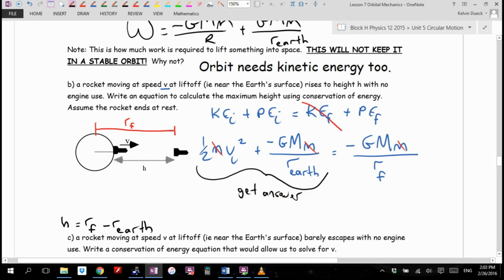Get the answer for that. That looks terrible. I would get an answer for this. That equals negative big G big M over R final. And once you have an answer for that big mess, you now have one fraction equals one fraction. Stuff moves diagonally. I would solve it that way. I would not try and get the R final by itself on the first line. It's yucky.